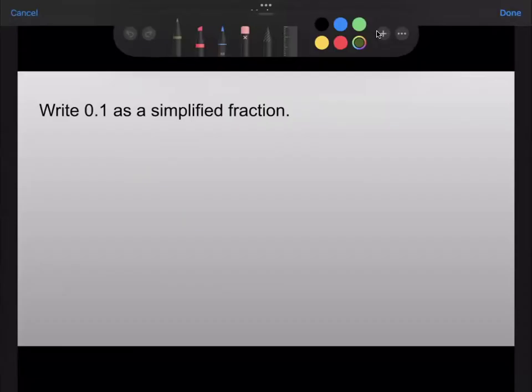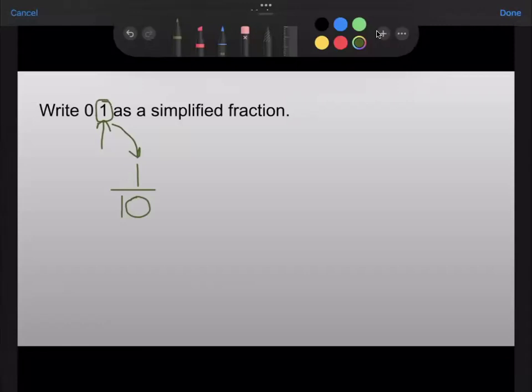Okay, here's our last one for this video, and it looks like this might even be our easiest one. We're going to write 0.1 as a simplified fraction. Again, as we've talked about, the denominator of the fraction or the mixed number depends on where the decimal ends. So the decimal ends in the tenths place, which means that the denominator of the fraction is going to be 10. Now I just have to go ahead and take that 1 and put it right on top.